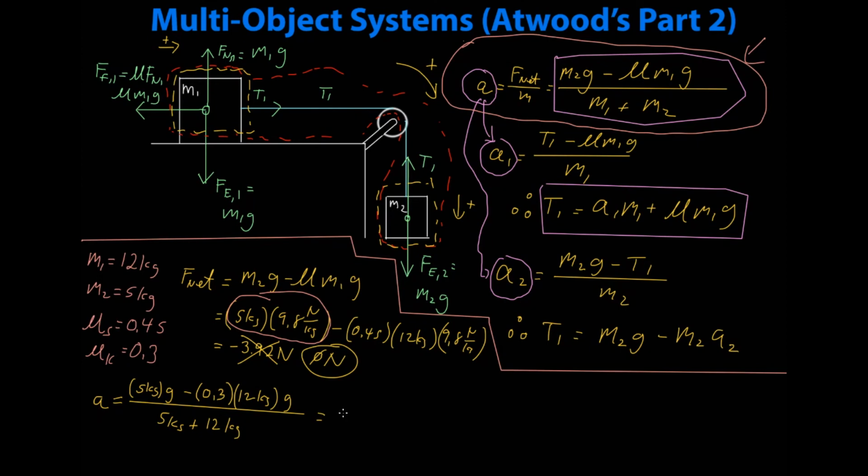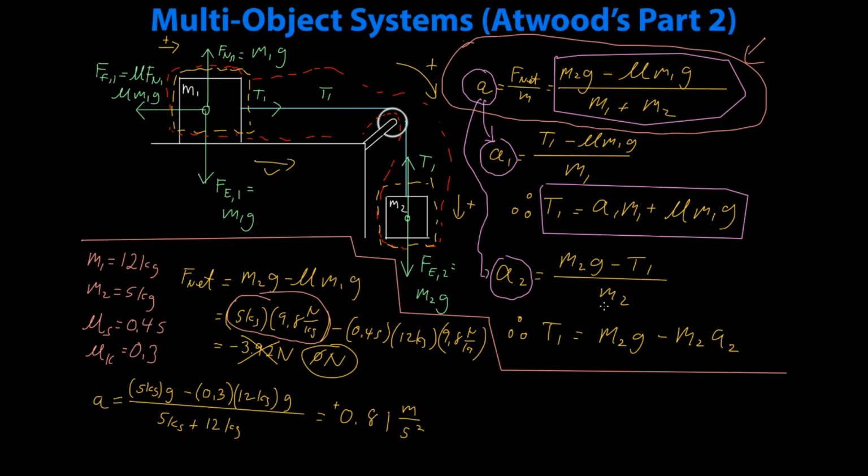And I get an acceleration of positive 0.81 meters per second squared. Now, if I got a negative answer, it would be fine. It would just mean that it would be slowing down instead of speeding up. But in this case, since the velocity was tapped to the right, this object would be speeding up. What is the tension in the string?